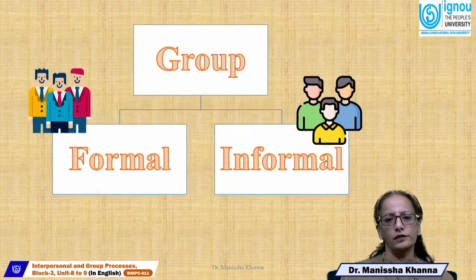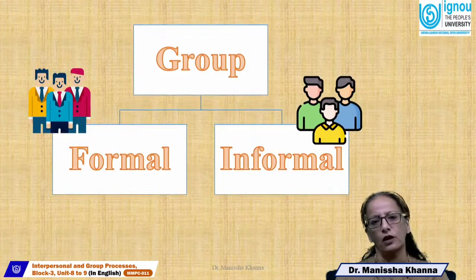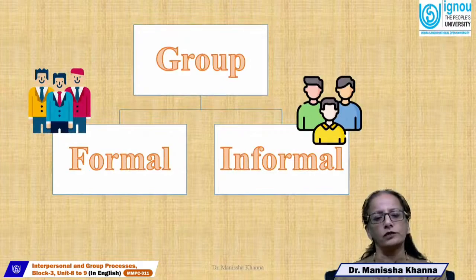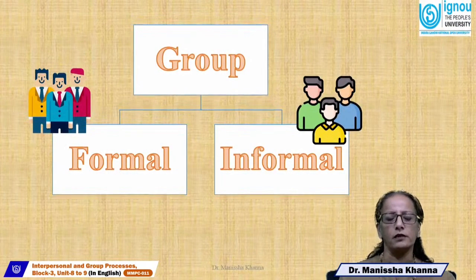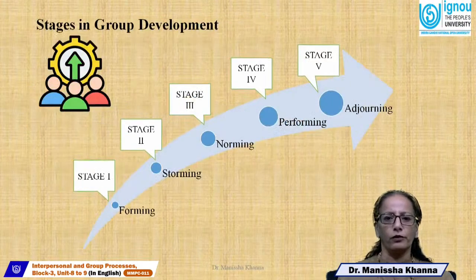Similarly, in the organizational context, the people who are working within an organization on something related to the organizational objective are a formal group. But if those people are meeting outside the organizational setup, apart from their organizational objective, that can be considered an informal group.